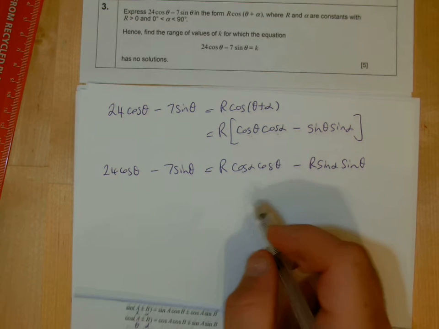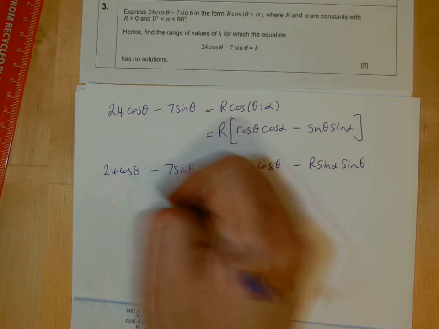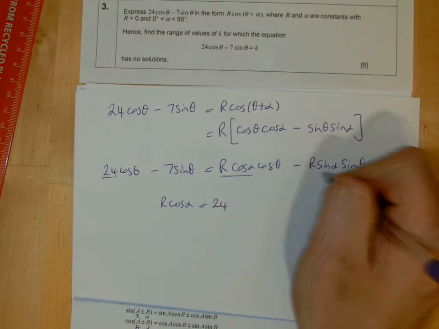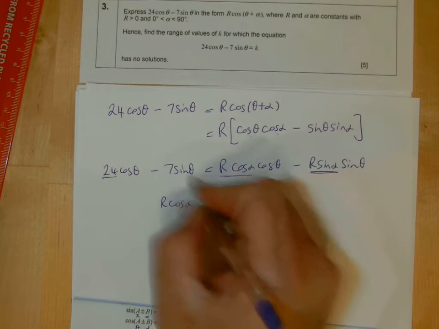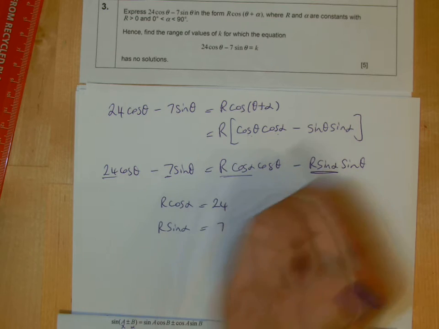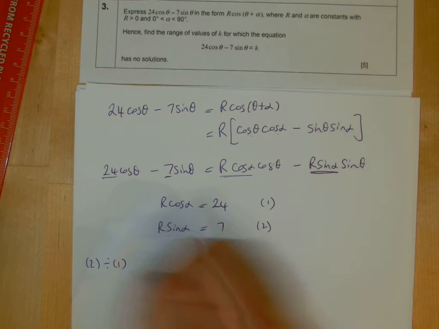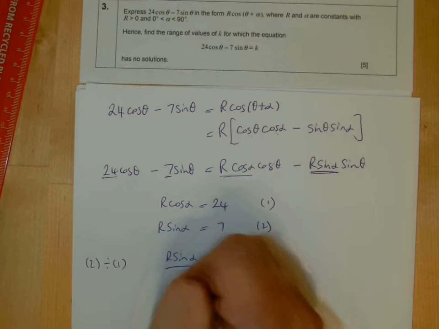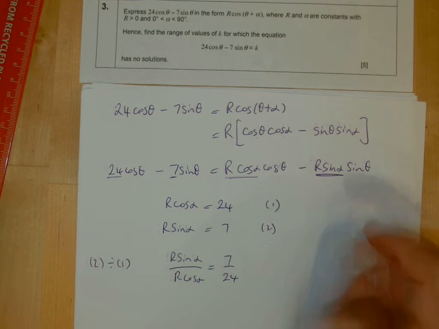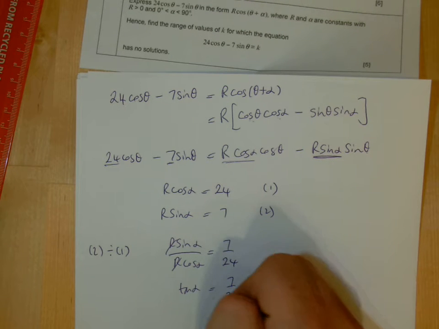Now, we need to match up the sides. So basically, what's in front of the cos theta here is going to equal what's in front of the cos theta there. So r cos alpha will equal 24. And what's in front of the sine theta there, r sine alpha, will equal the 7 here. That's equation 1, that's equation 2. Now, of course, what you do next is 2 divided by 1. So it'll be r sine alpha divided by r cos alpha, which will be 7 divided by 24. The r's cancel, so you get tan alpha equal to 7 over 24.